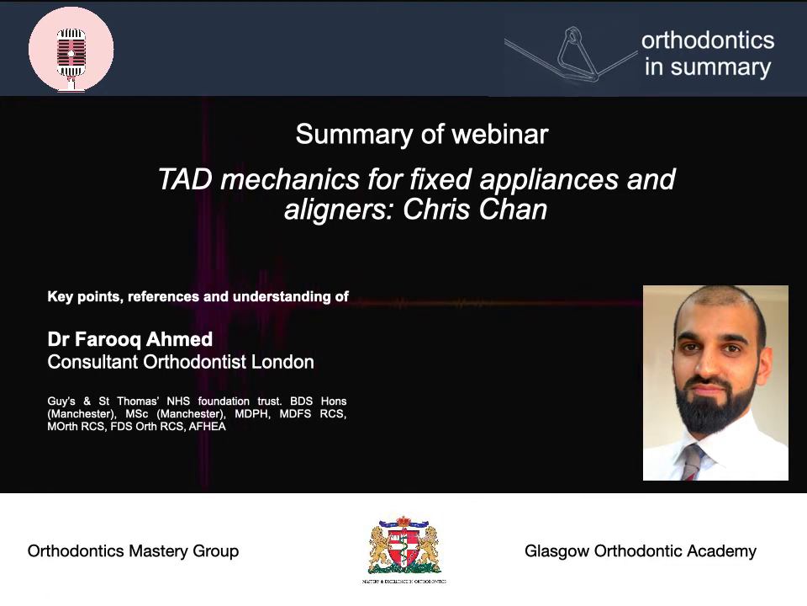Chris finally concluded by talking about using a 3D lever arm, which is a 19x25 stainless steel wire attached to an impacted tooth and directly attached to a TAD. He spoke about utilizing composite to control the elastic on the actual chain and therefore allowing three-dimensional control of the impacted tooth. That's it for today's summary.